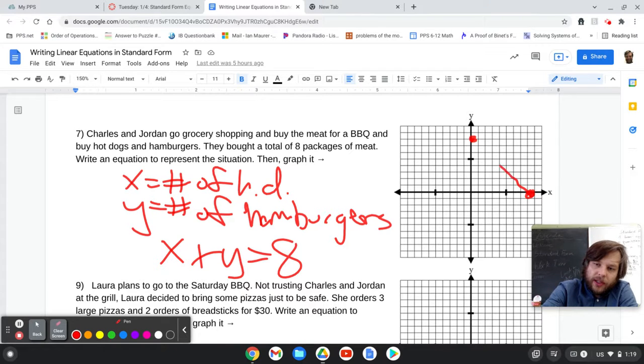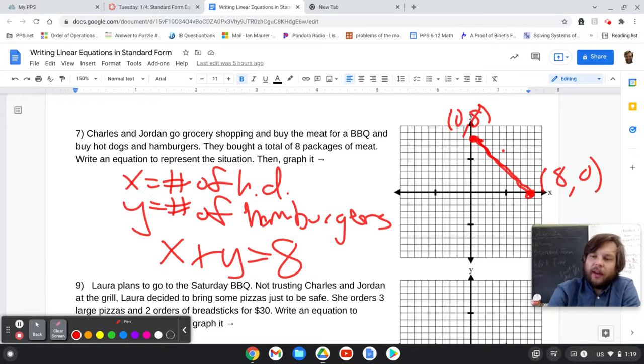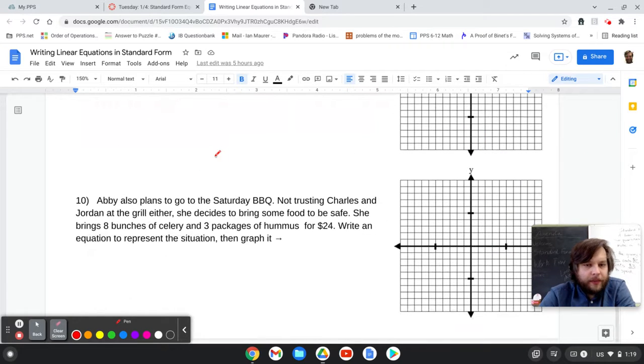Once you have 2 dots, you can just connect them with a straight line. And what's useful about that straight line is that it passes through all of the other combinations that work. I don't have it perfect here on the computer screen, but the idea is that you could buy 0 and 8, or you could buy 1 and 7, or you could buy 2 and 6, or down here you could buy 8 of one and 0 of the other, and the line passes through all of the other possible combinations. I'm going to skip down and do number 10 now.